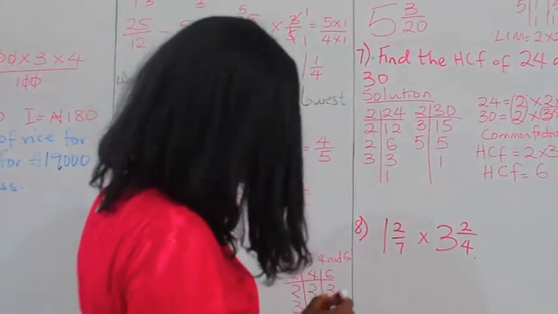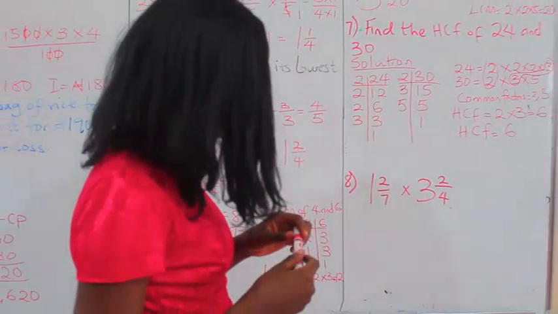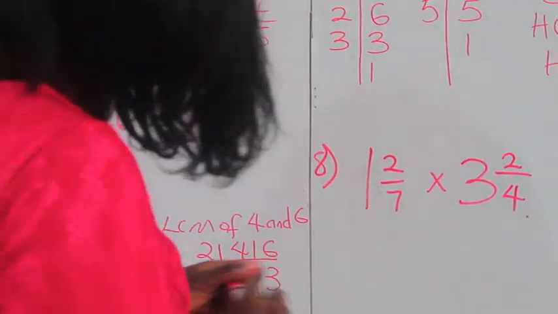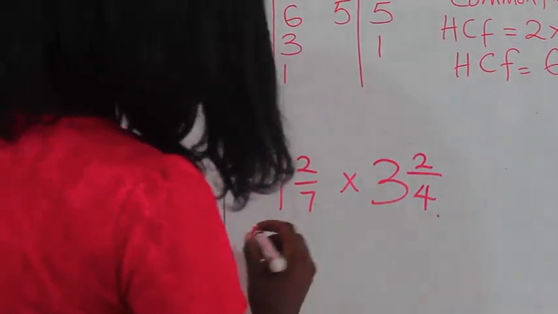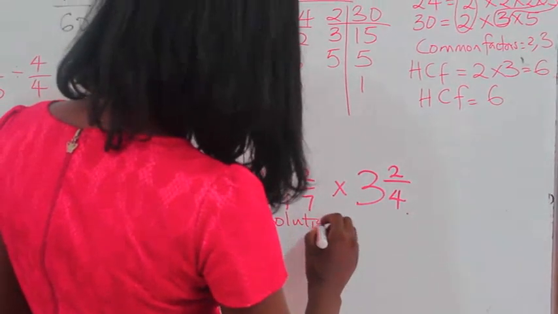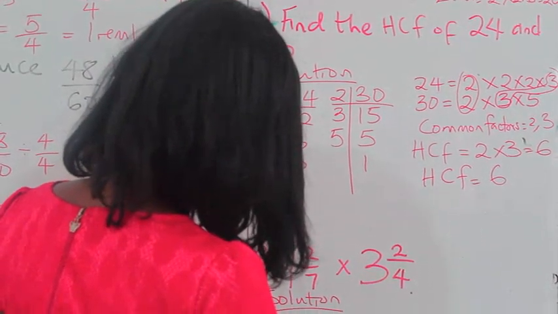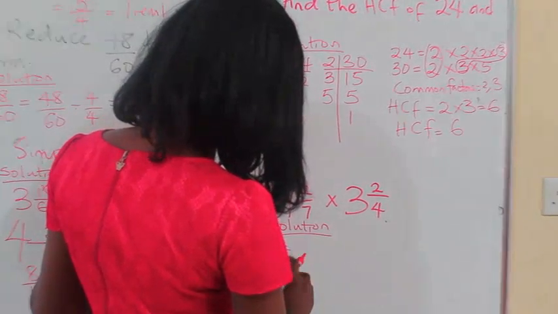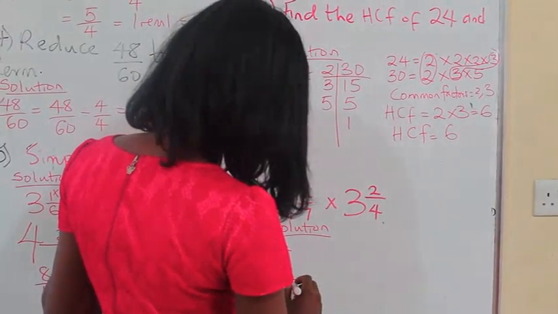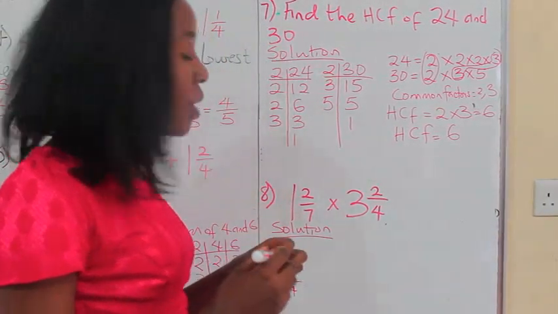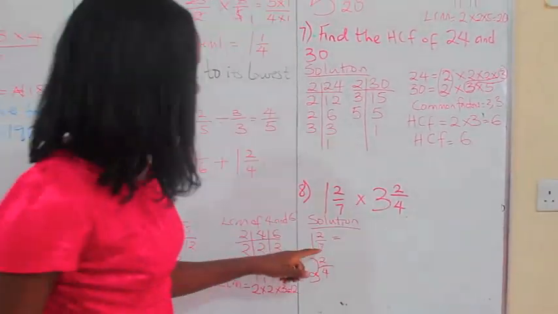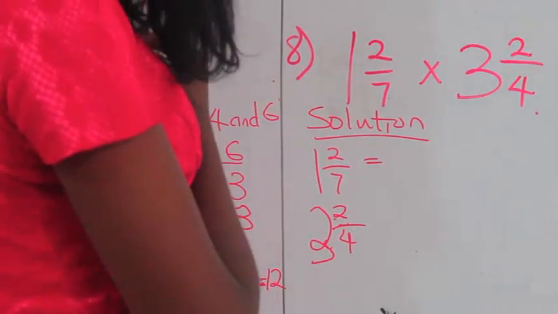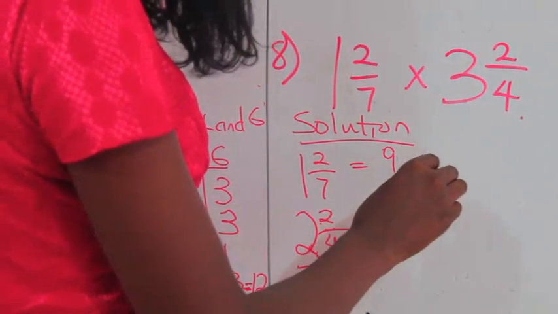The 8th question says 1 whole number 2 over 7 times 3 whole number 2 over 4. The first step is to change these fractions to improper fractions. To change 1 whole number 2 over 7 to an improper fraction, we multiply 7 times 1 plus 2. 7 times 1 is 7, plus 2 is 9 over 7.